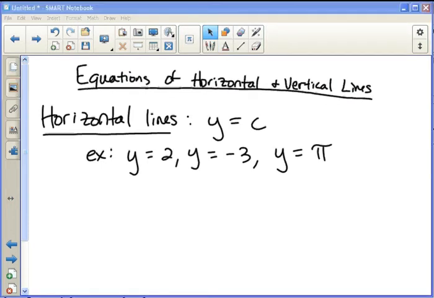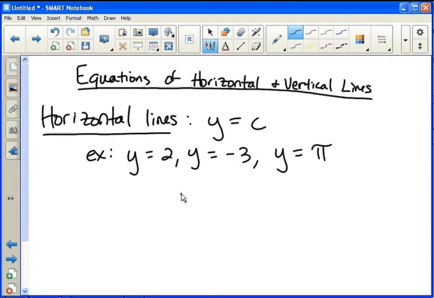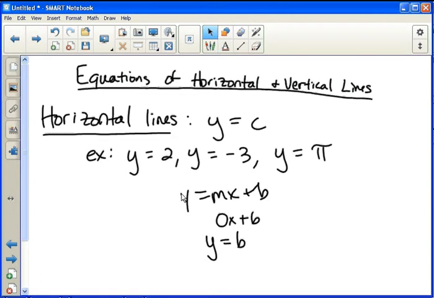If you think about it, a horizontal line is one that has a slope of 0, and normally we have something of the form y equals mx plus b. So if our slope is 0, then you just end up with y equals b. So that's why it's just y equals a number when it comes to horizontal lines.